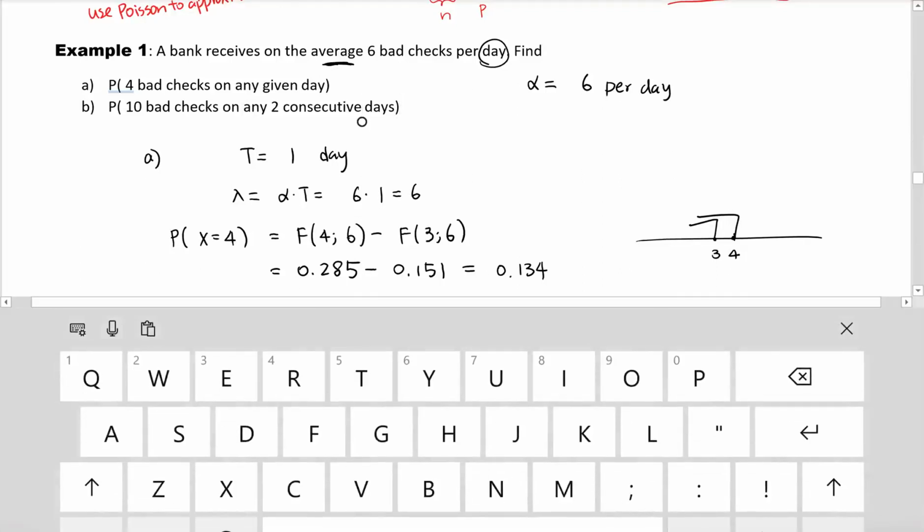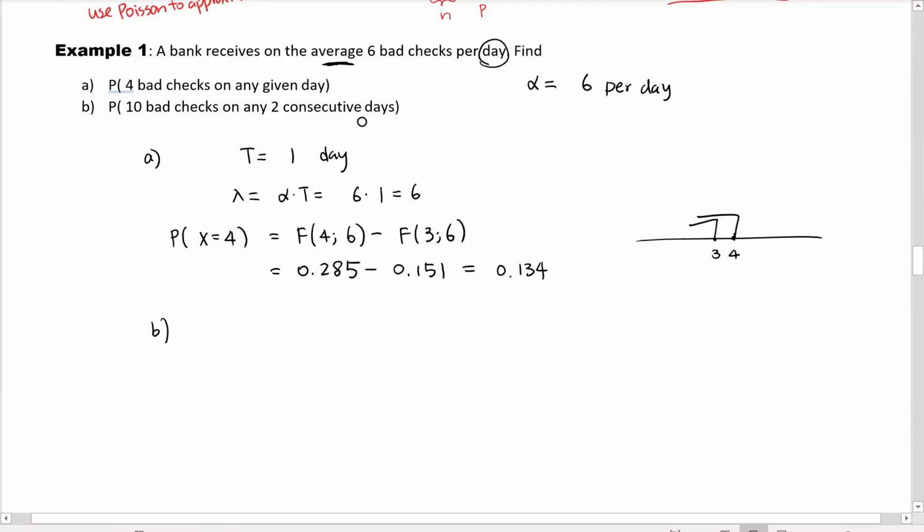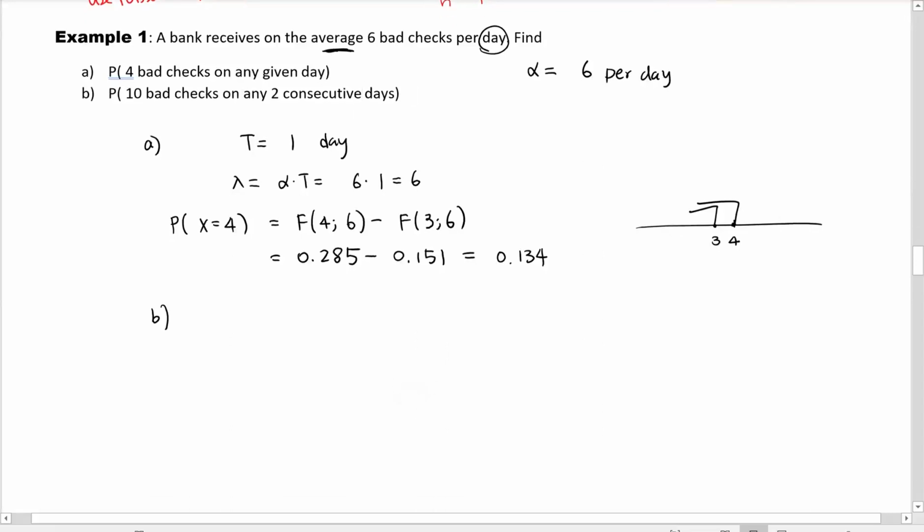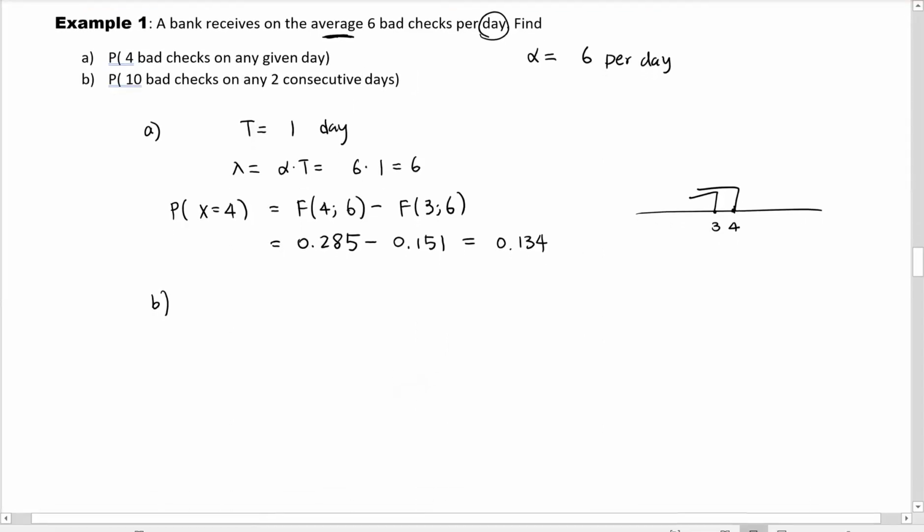Part B. So part B. Alright, so you can pause here and try to work on part B, okay? After you're done, you can continue to play the video and check our answers. Okay, are you done? Yes? Okay. So 10 bad checks on any 2 consecutive days. So T is actually 2 days.